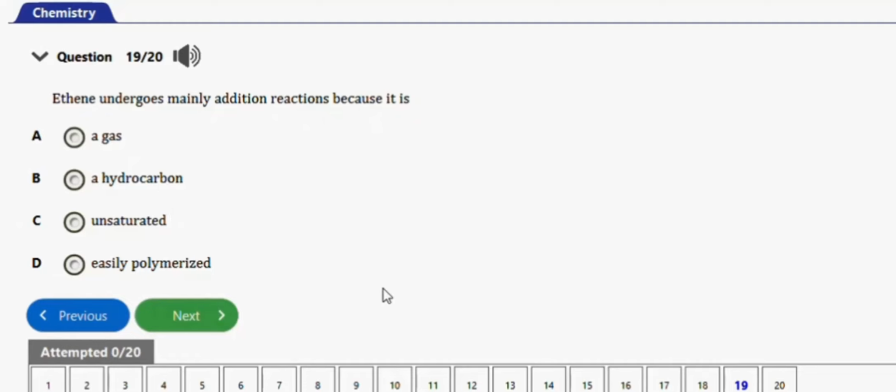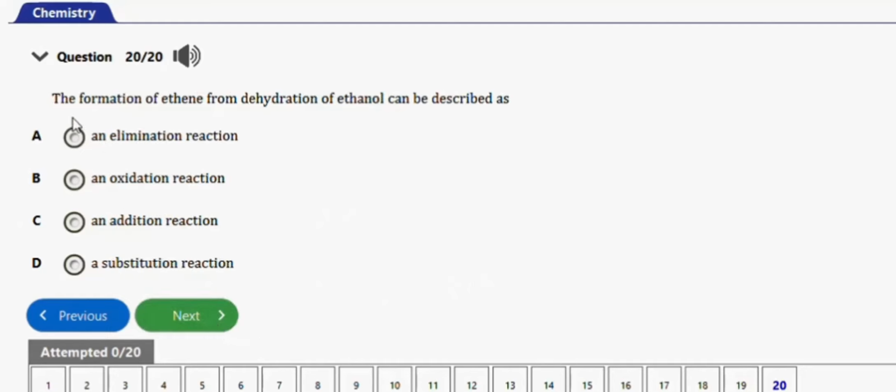The last question I have here before I end this video is this one. It says the formation of ethene from dehydration of ethanol can be described as elimination reaction. Yeah, so guys, that's the answer to this question. Not oxidation, not addition, not substitution. So the formation of ethene from dehydration of ethanol can be described as elimination reaction. Yeah, option A. So guys, this is basically how you can deal with problems involving alkenes for your chemistry practice with 19 to 20 repeated questions for this topic.